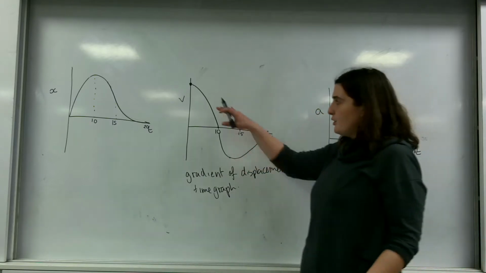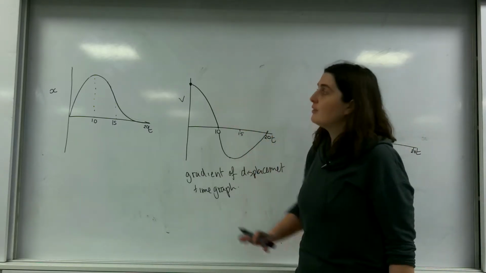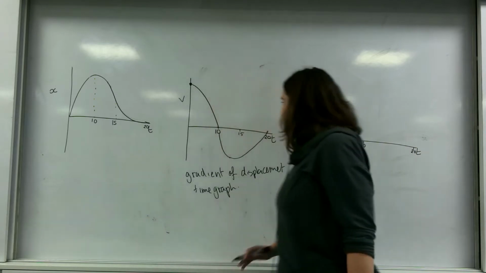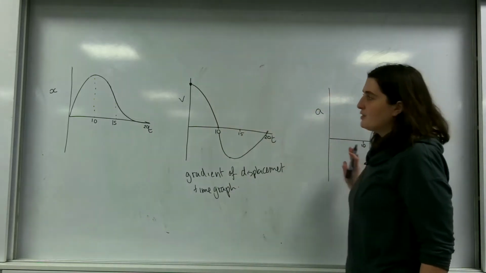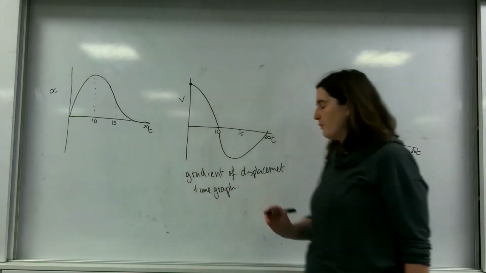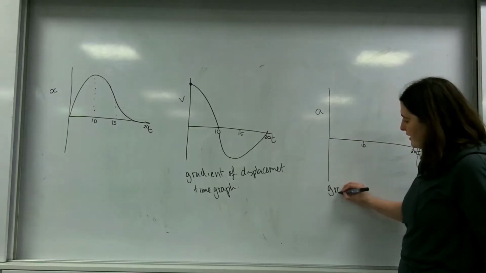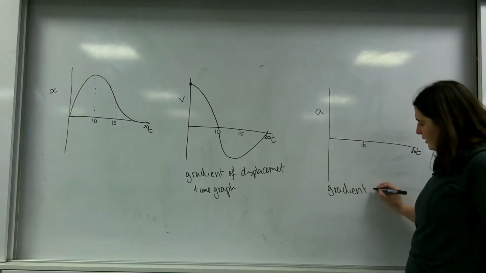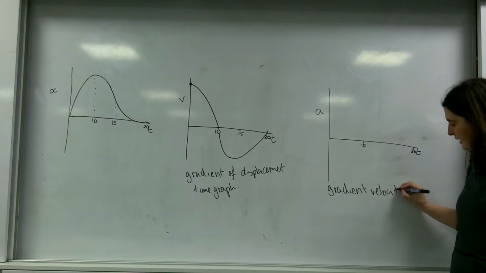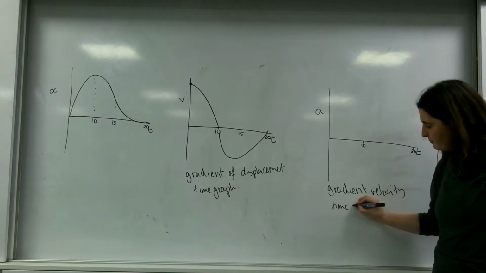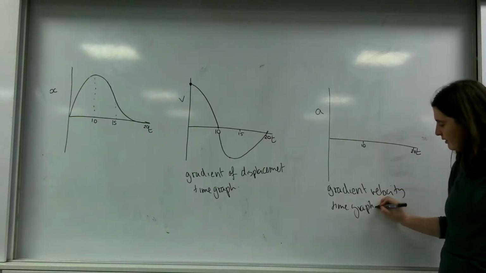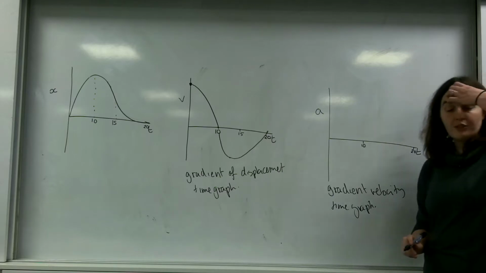Now, much like the velocity time graph is the gradient of the displacement time graph, the acceleration time graph is the gradient of the velocity time graph. So this is the gradient of the velocity time graph. Okay, so that's what I'm going to do.